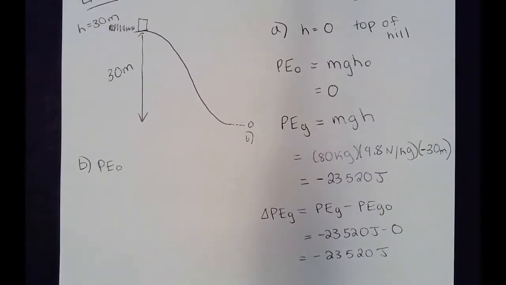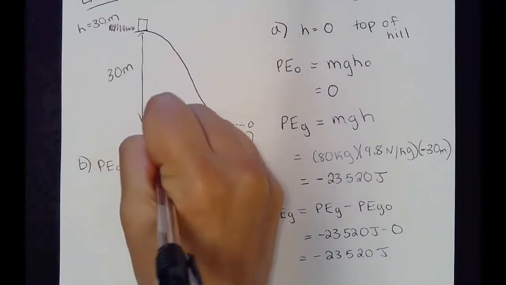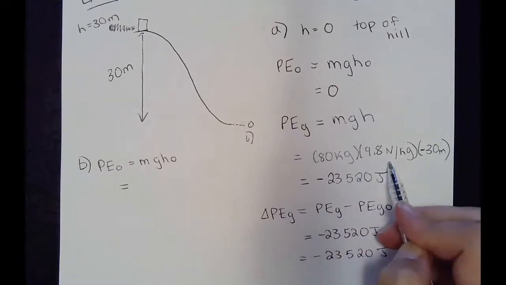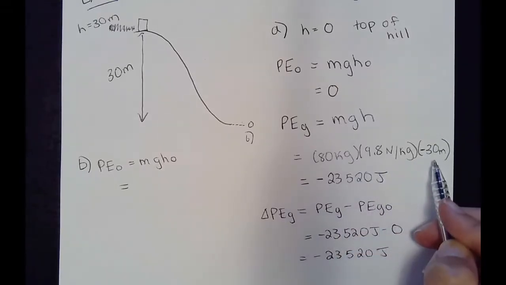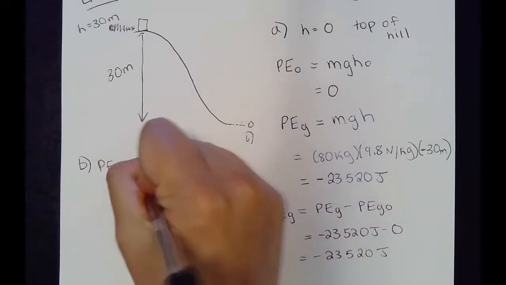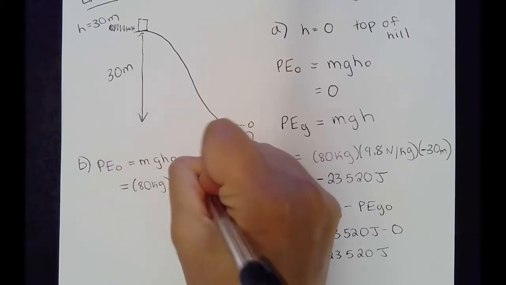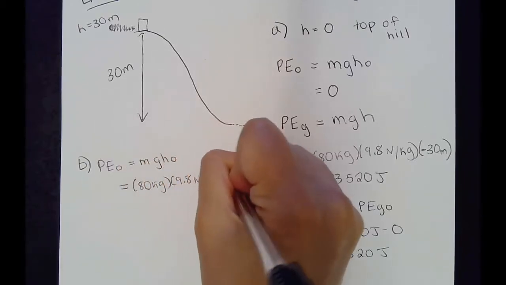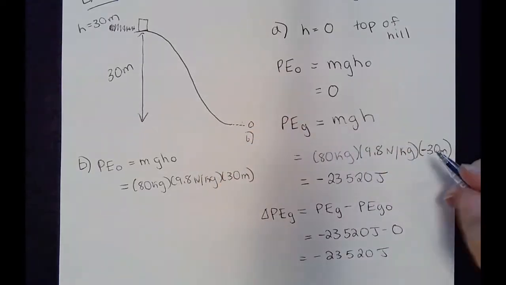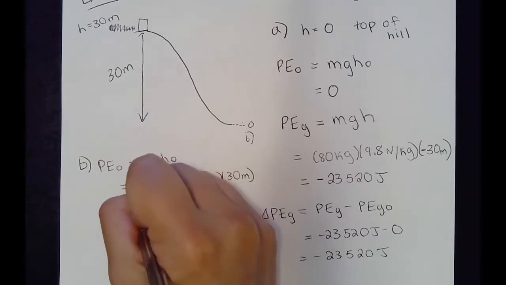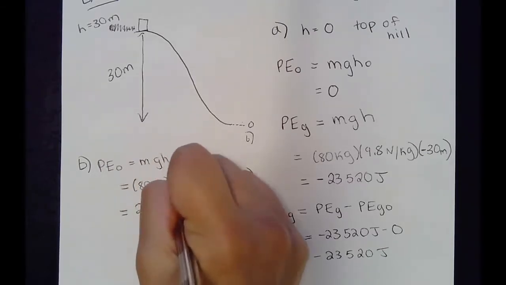Okay, for part B. So this is mg h naught, which will be mass 80 kilograms times 9.8 times positive 30. And I was kind of showing you that it's the same as what we had over here, but the sign is changed. So this will be 23,520 joules.